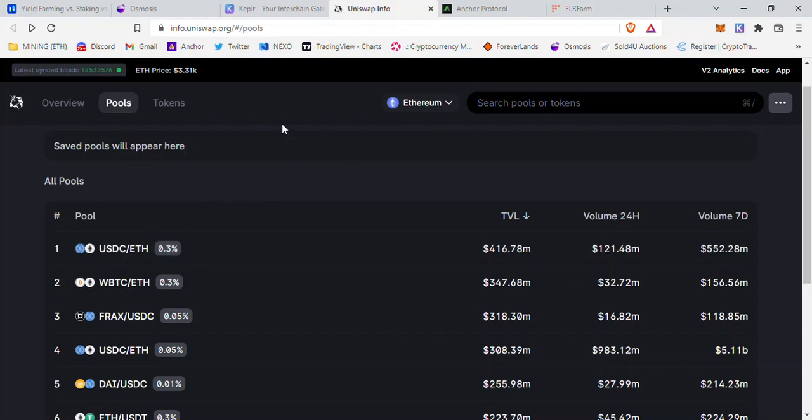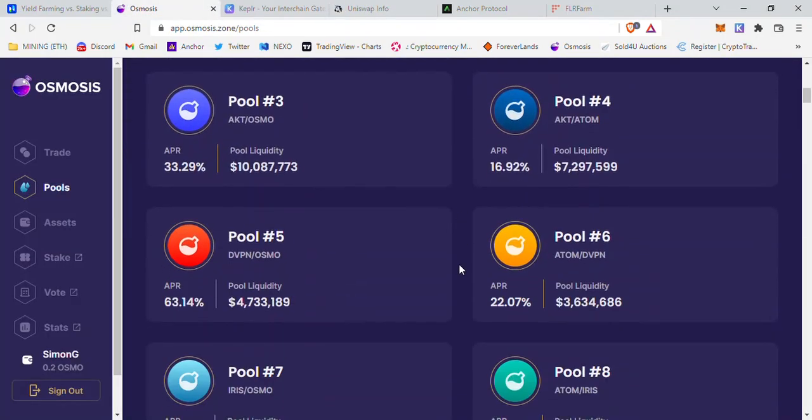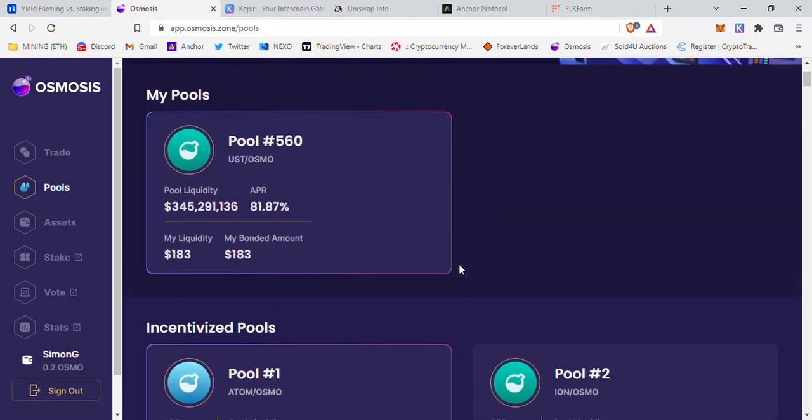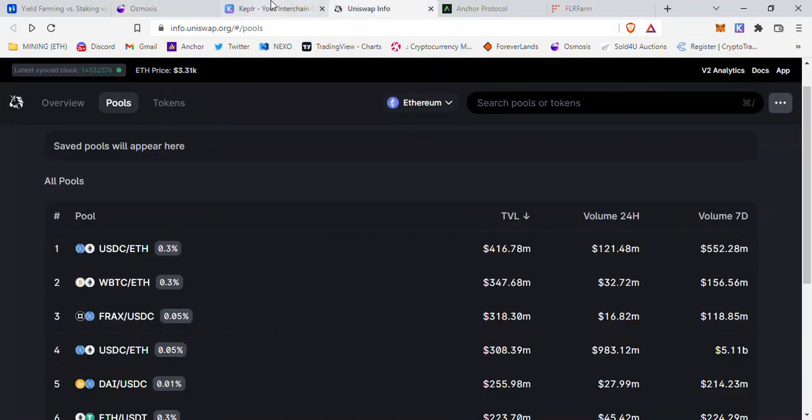So this is Uniswap. You can also use Osmosis. I like Osmosis a lot. It's a lot of good yields. I have a video on a method I'm using right now in this pool right here. Earning about $1 a day, which isn't crazy, but I only have 180 staked, so it's going to pay itself off in no time. So yeah, that's the second method.